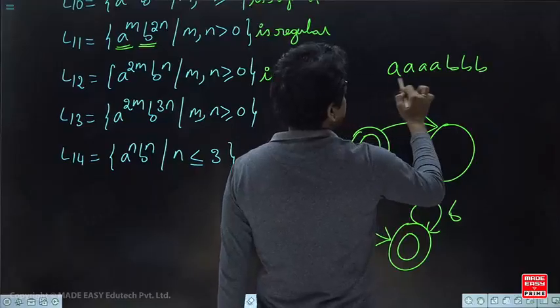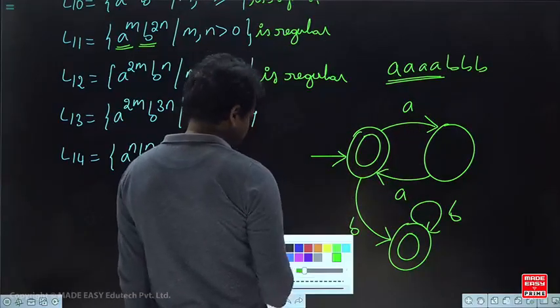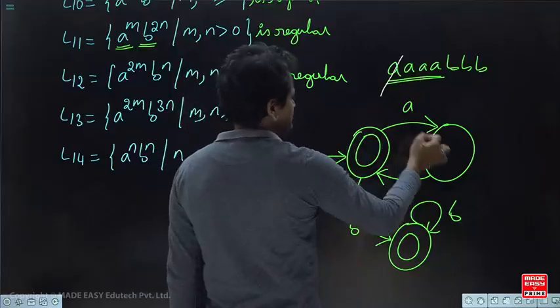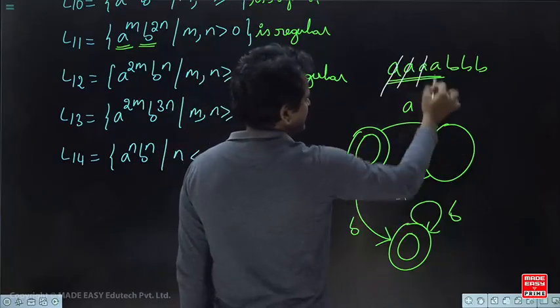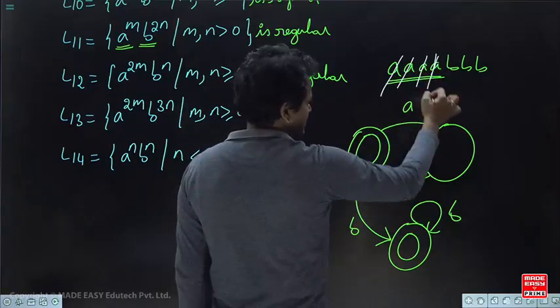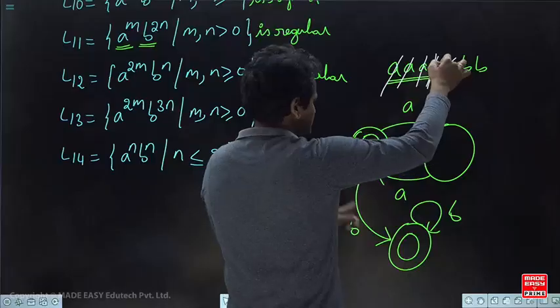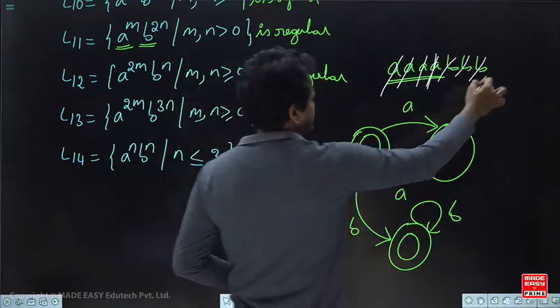It cannot check that A's are 4. But how can it check that? How can it accept? By changing the state. A comes, go to next state. A comes, come to final. Again A comes, go to final. Again A comes, come to final. Okay. A comes, go to non-final. Again A comes, come to final. And B comes, go to this. Again B, same here. Again B, same. Accepted. So this thing is accepted.